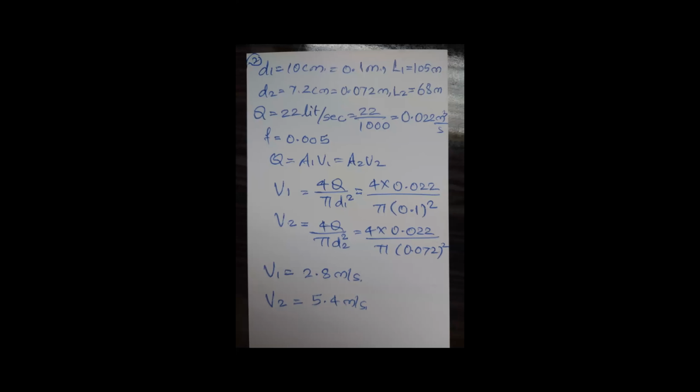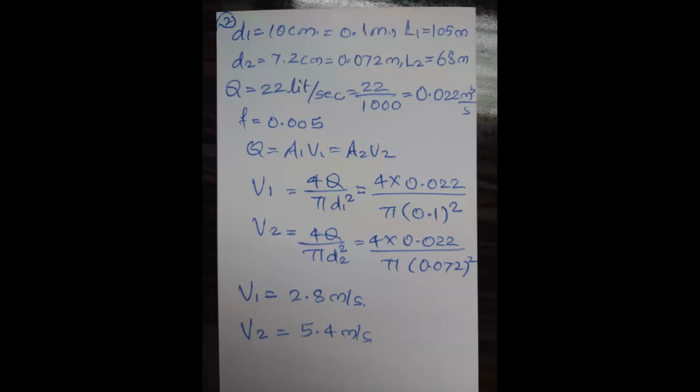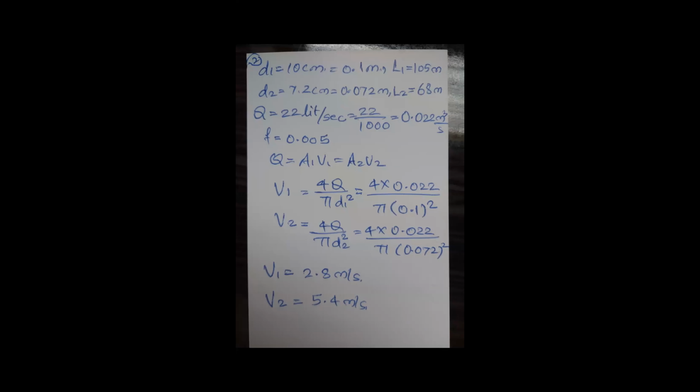Okay. Now what is the next procedure? What we require to find out? Major loss as well as minor loss. Correct. So we should be able to identify the major loss and minor loss. Now what are our pipes? The pipes are connected in series.